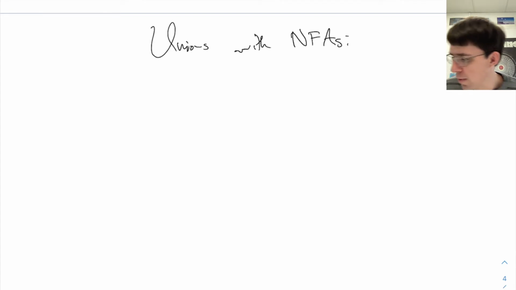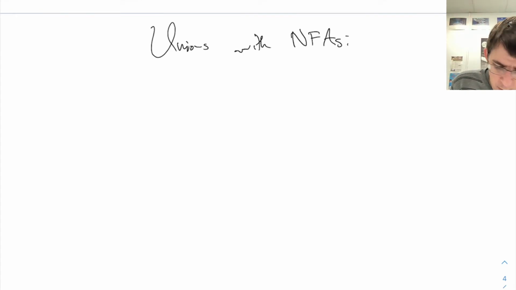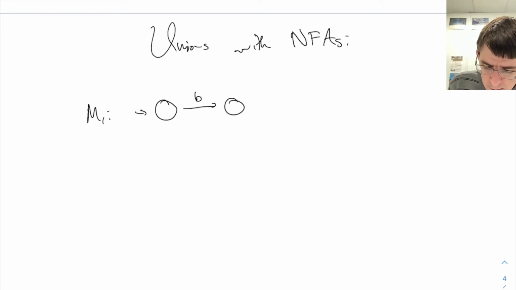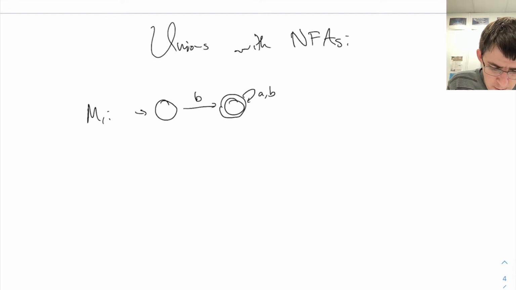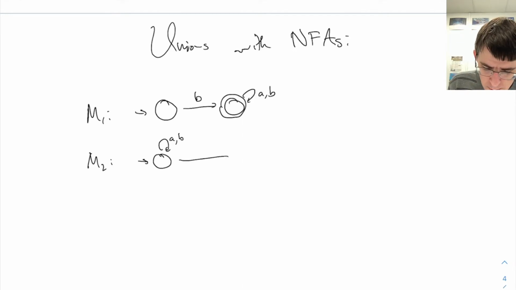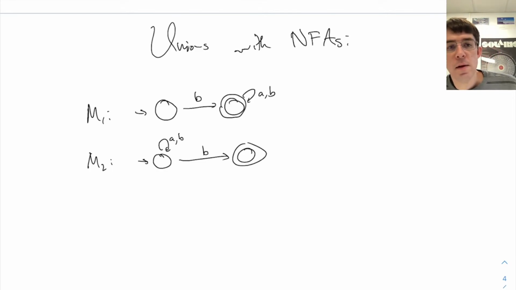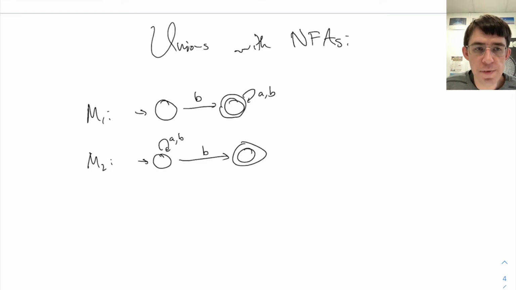So, for example, let's say I have one NFA, which is like this. This is kind of like that one we were just talking about formally. Let's say that's M1, and then let's say this is M2. All right, I have two NFAs. And what is the language of each of those?